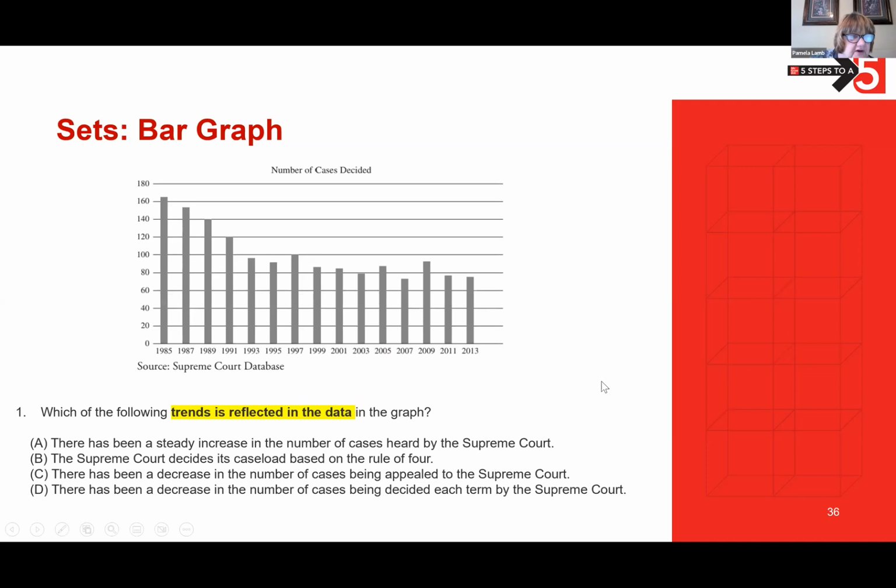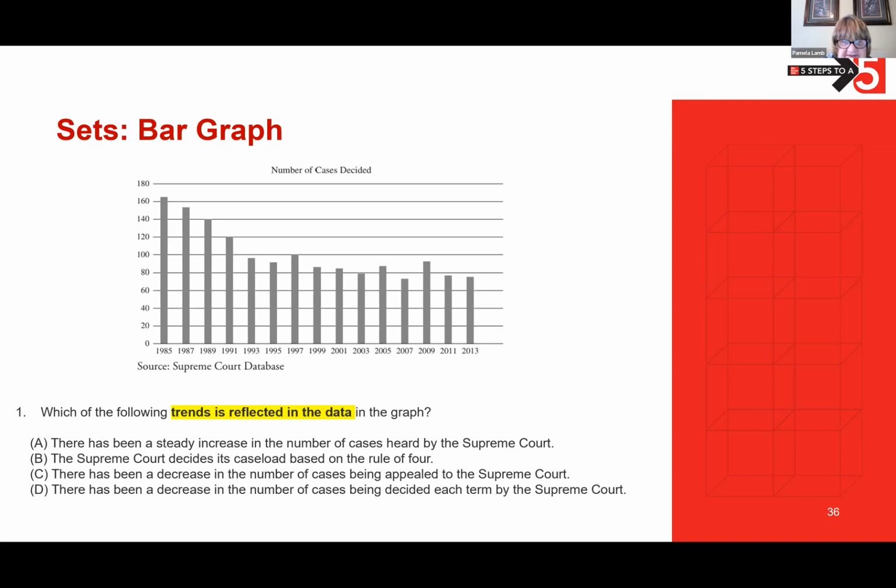Okay, bar graphs also, you need to be able to read a bar graph. And this one asks for a trend. Again, that's almost always been on any of the released AP exams, the practice AP exams that have come from the College Board. This is often the very first question. Look at that graph and tell us what the trend or the pattern is. In this case, the number of cases decided by the Supreme Court.